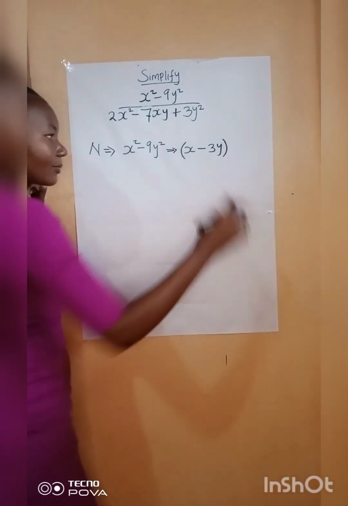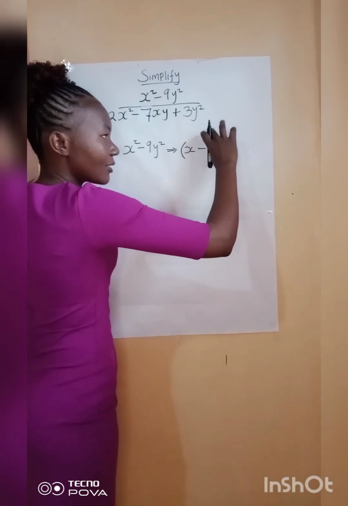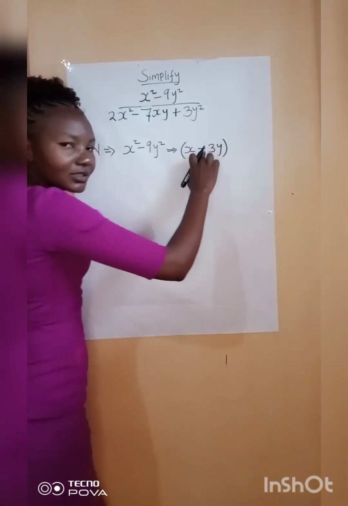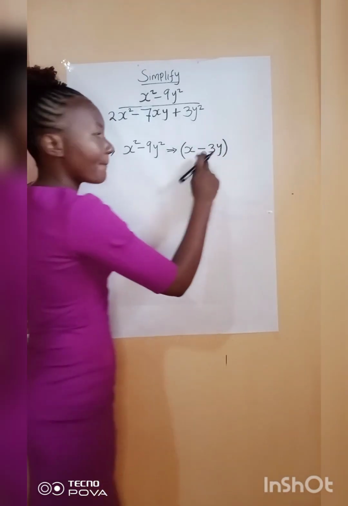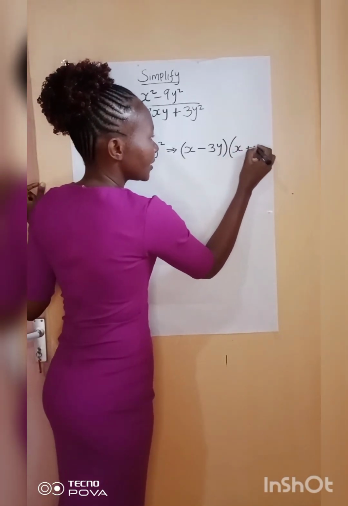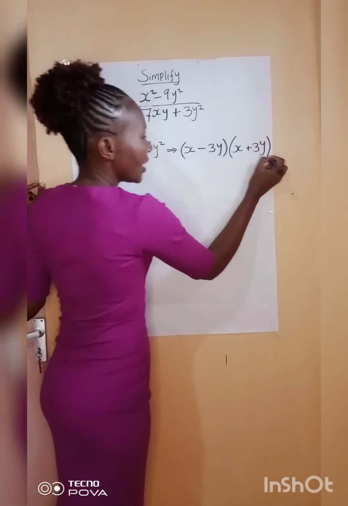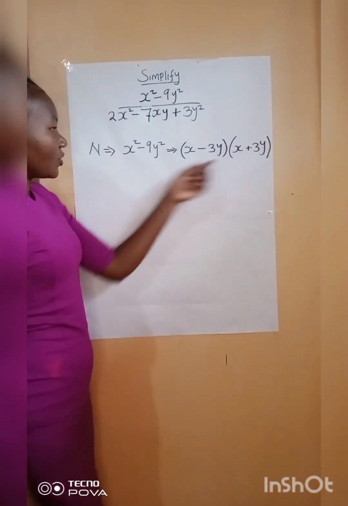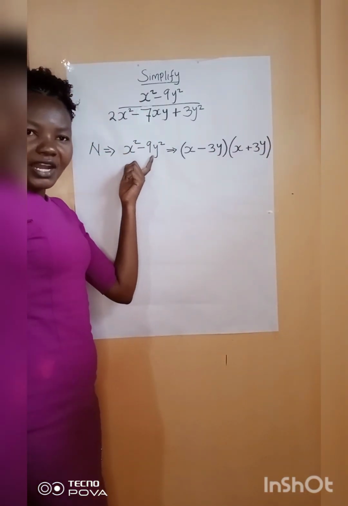Now onto the second part, you just write the same expression, but now the negative sign will become positive. So we write x plus 3y. And if you try to expand this one, you end up here. So this is how you do it.